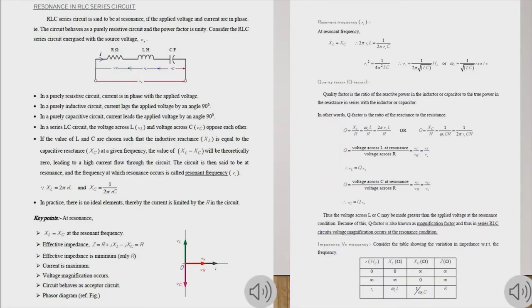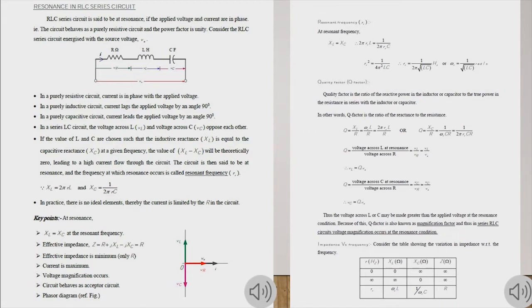Resonance in RLC series circuit. An RLC series circuit is said to be at resonance if the applied voltage and current are in phase. That is, the circuit behaves as a purely resistive circuit and the power factor is unity. Consider the RLC series circuit energized with the source voltage Vm.